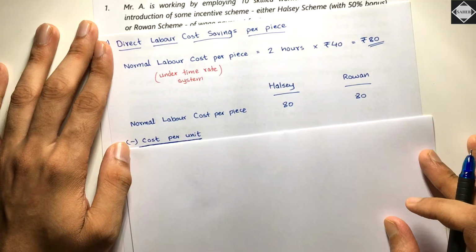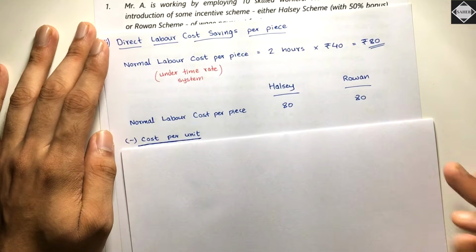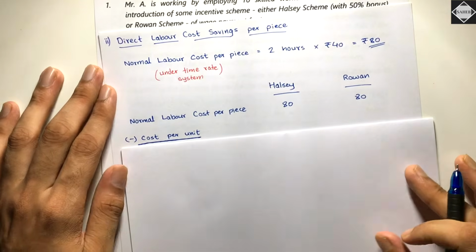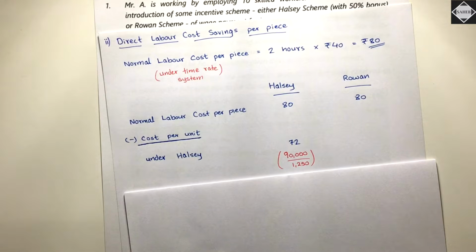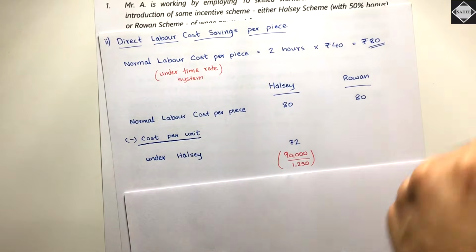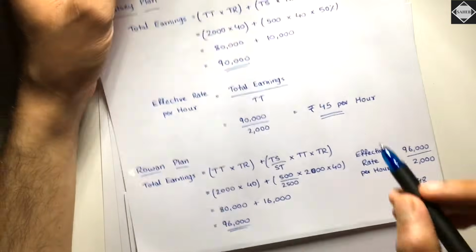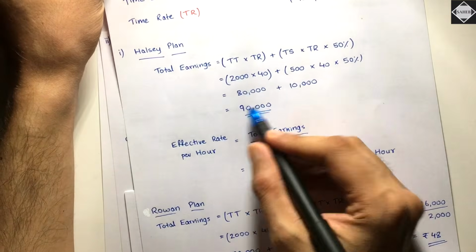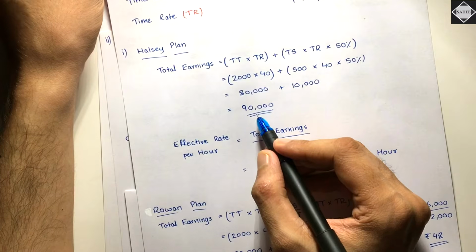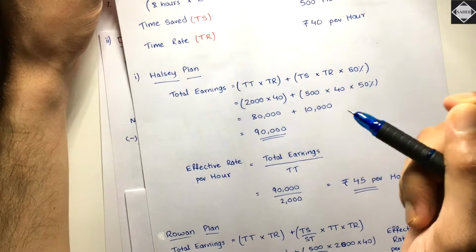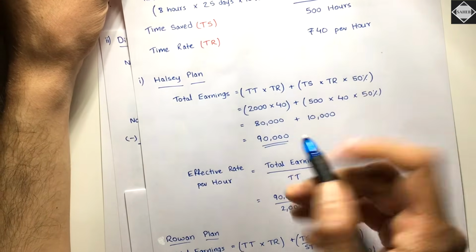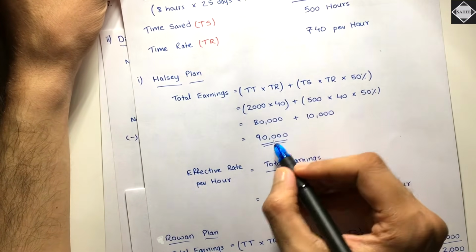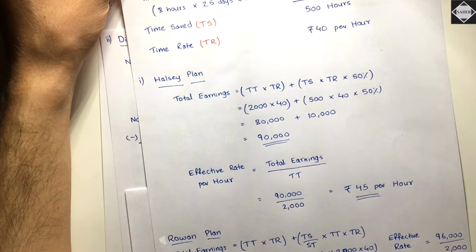Now you have to subtract the cost per unit under the scheme. Under Halsey, it's 72 rupees. How did I get that 72 rupees? It's really simple. See, what did I do? I took the earnings, the total cost for us. Total cost is how much? 90,000. If Mr. A goes for the Halsey plan, then how much total wages does he have to pay to his 10 workers in a month? 90,000, isn't it?